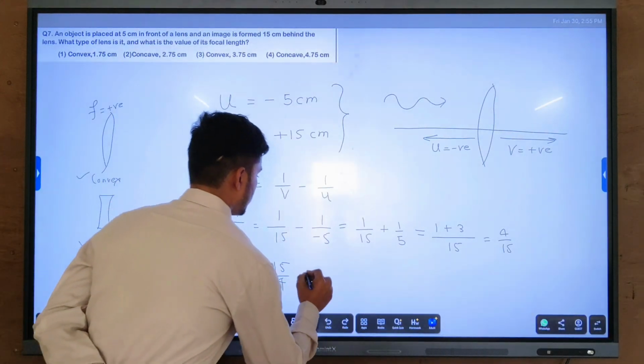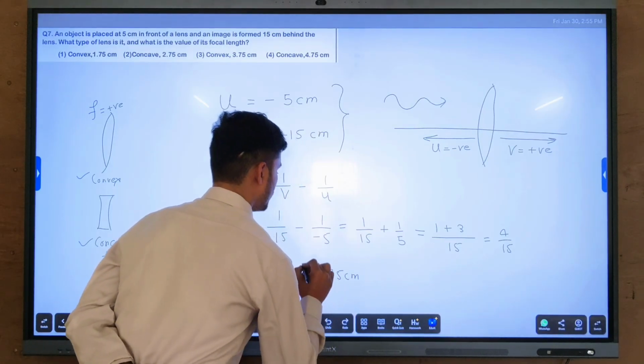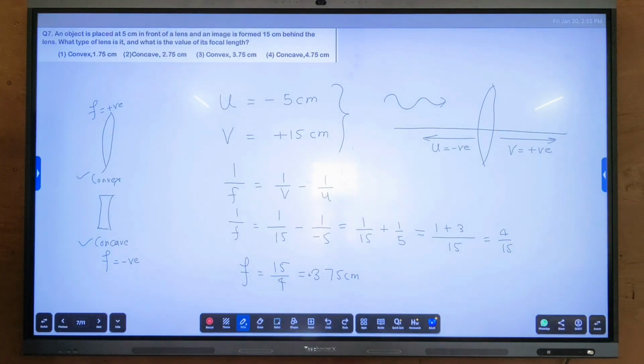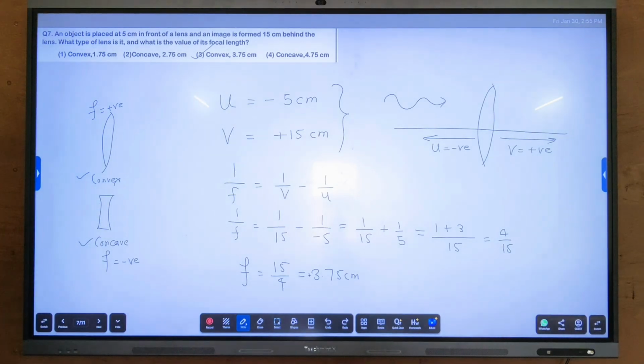15 divided by 4 is like 3.75 centimeter and it is coming positive. What does positive sign mean? This is a convex lens. So option number 3 will be correct.